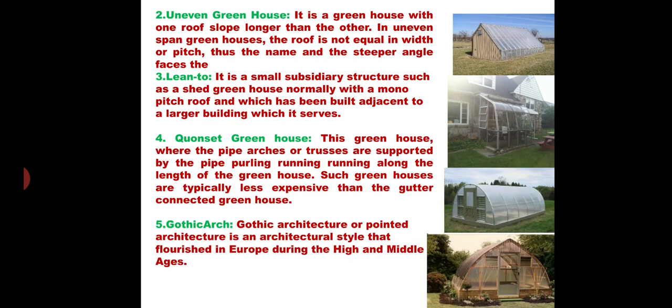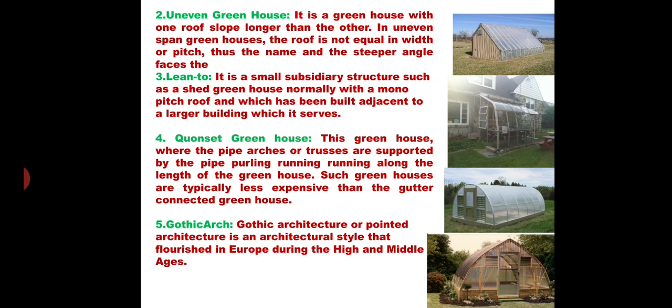Second one is uneven span greenhouse. It is a greenhouse with one roof slope longer than the other. In uneven span greenhouses, the roof is not equal in width. Third one is lean-to greenhouse, a subsidiary structure such as a shed greenhouse, normally with a mono pitch roof, which has been built adjacent to a larger building which it serves.